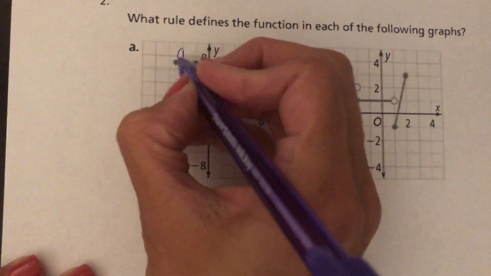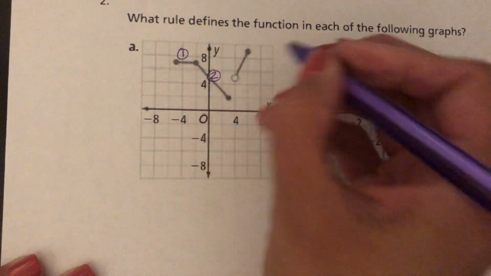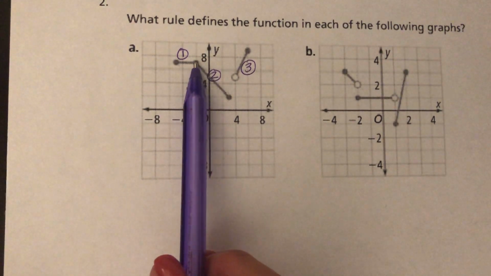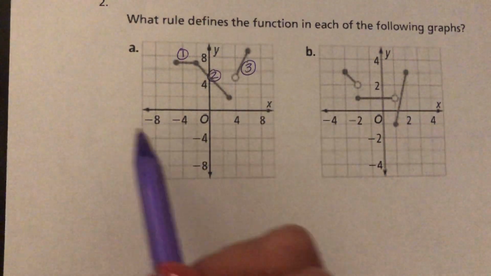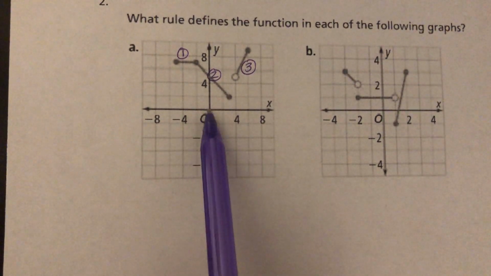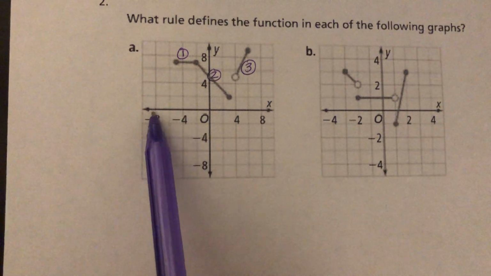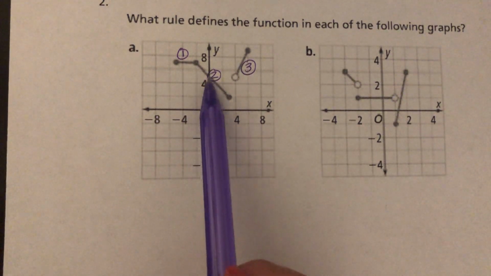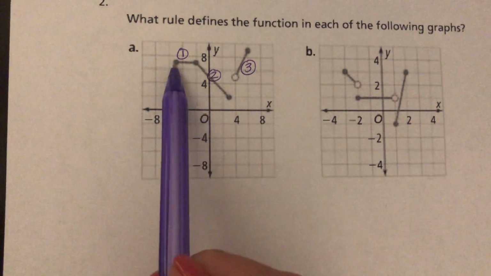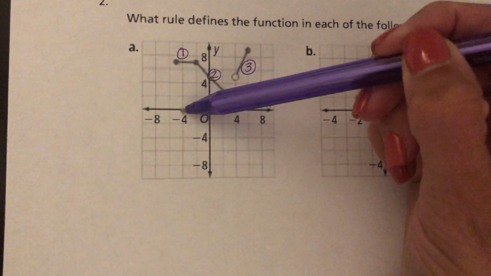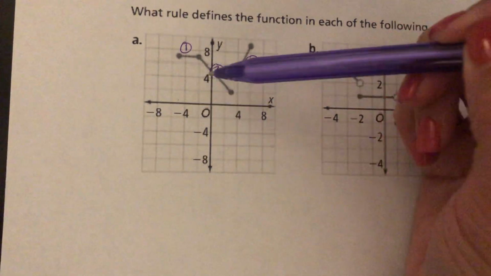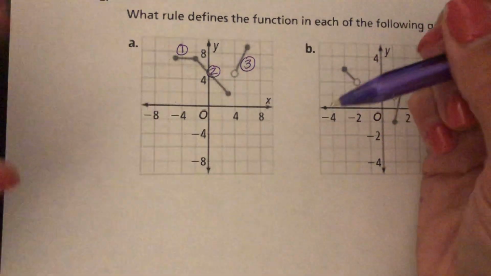Okay, so I have 1, 2, 3 pieces here. So let's start with our first piece. I'm going to find my domain. Now notice these are in twos: -2, -4, -6, -8, and then up to 4, 6, 8. So pay attention to that. This first domain would be from -5 to -2.